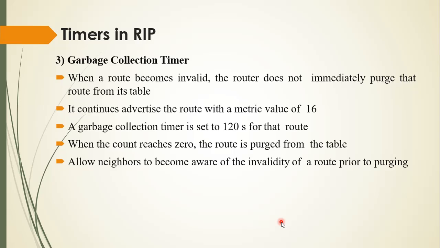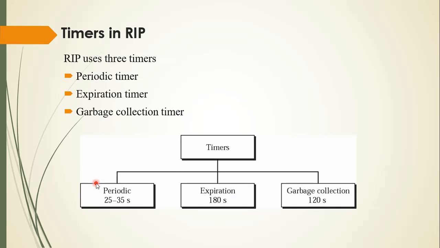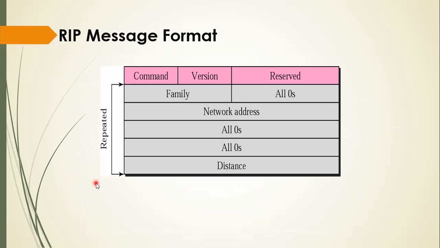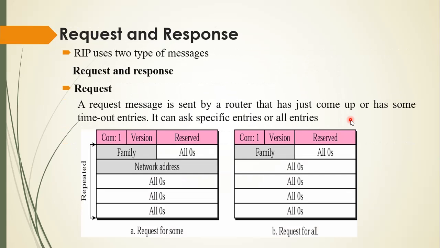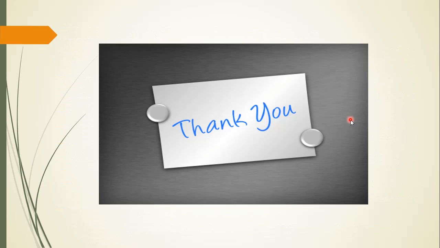Suppose from A to destination E one route is invalid, then A's neighbor B becomes aware of the invalidity of that route before we remove the route from the table. So this is the garbage collection timer, and these all are the RIP timers. We have two types of message, request and response, and this is the RIP message format. Remember this diagram. So this is the Routing Information Protocol. Thank you.